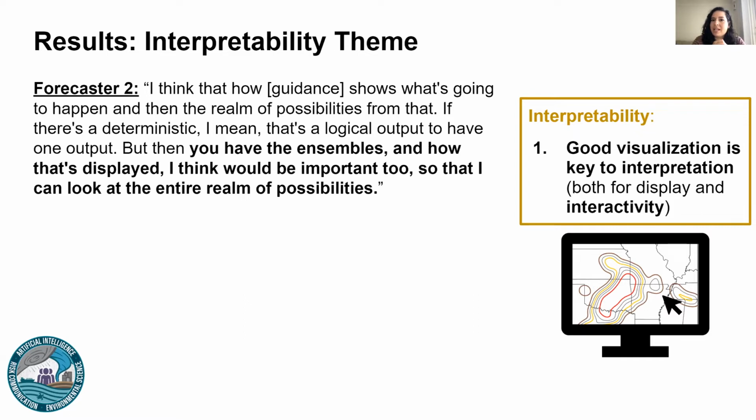Forecaster 2, they said, you have ensembles and how that's displayed. I think that would be important too, so that I can look at the entire realm of possibilities. So with this notion here, it's not just showing a deterministic output or a single point, but being able to visualize the whole of what the different AI and ML models are producing.